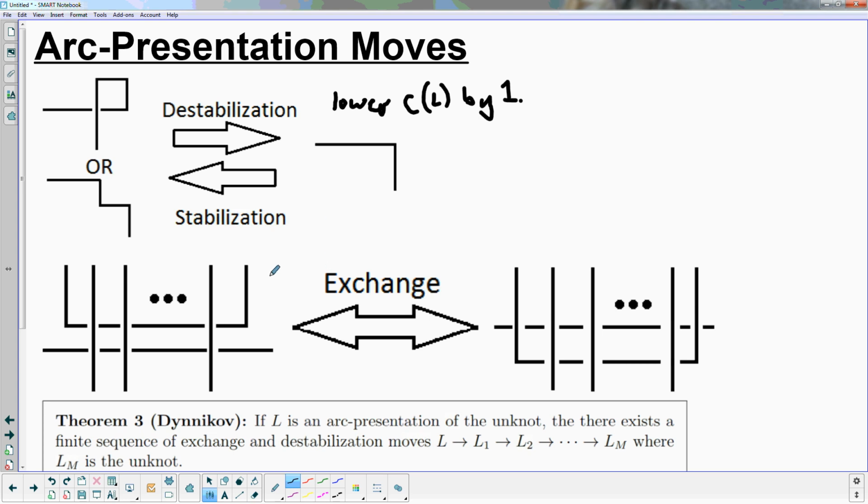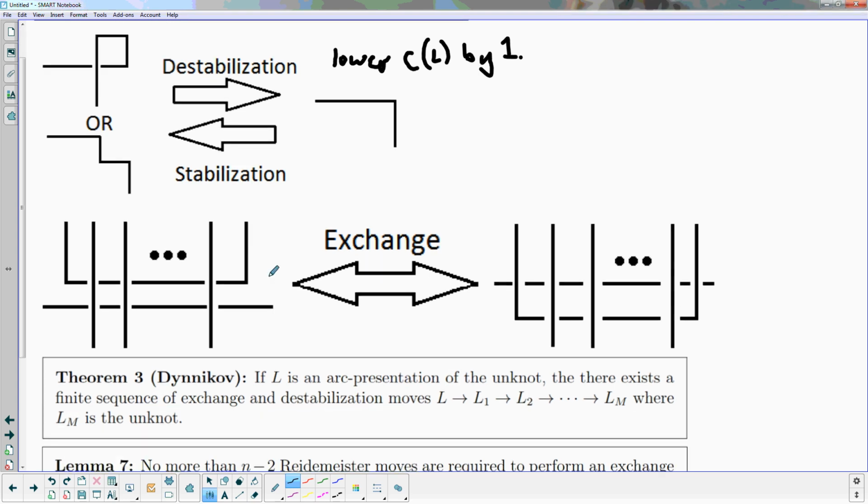The second type of move is an exchange move, and it takes an arc presentation that looks like this and turns it into something that looks like this. To generalize what we have seen, it's kind of like a Reidemeister type 2 move. That's what it looks like on the face, but since there's all these vertical strands, and we're talking about the number of Reidemeister moves, it's actually a combination.